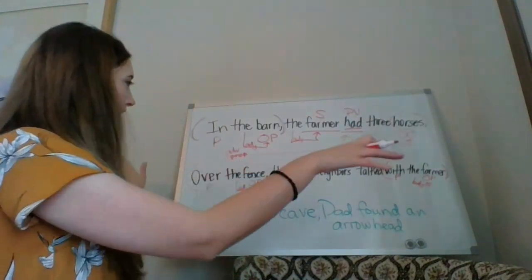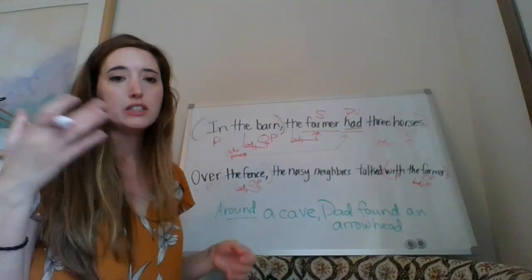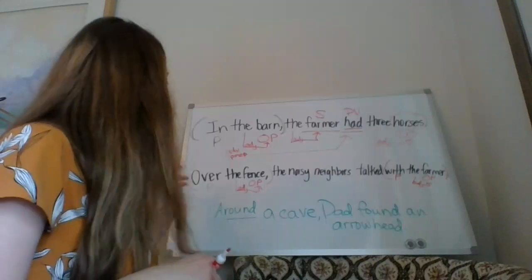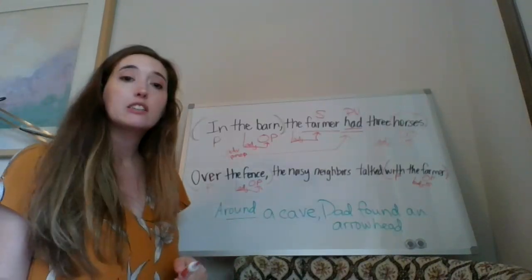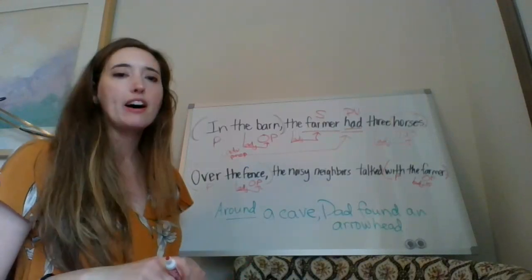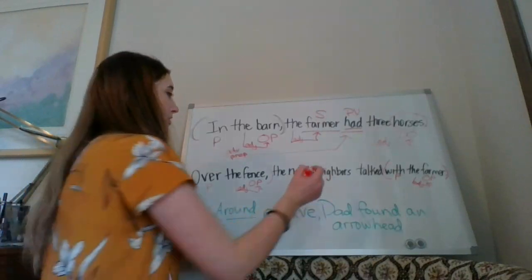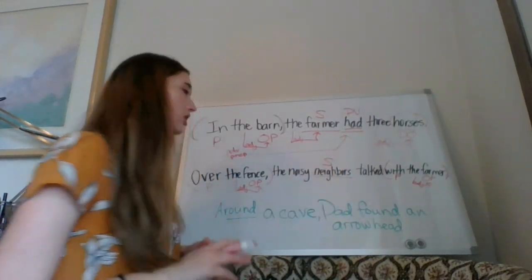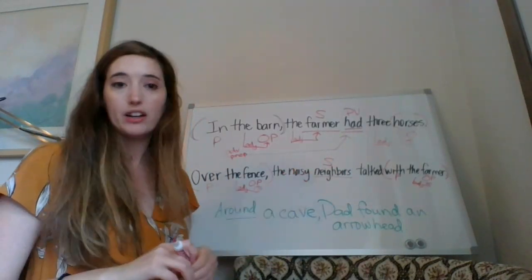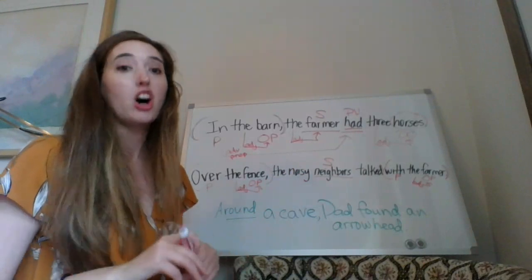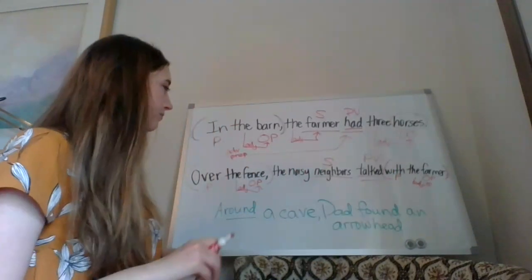Okay, now we're going to read through the sentence again. We have identified, look at this, over half of the words already, just with prepositional phrases. But we still need our principal elements. Over the fence, the noisy neighbors talked with the farmer. This is a sentence and it is declarative. What would you say this sentence is about? Neighbors. So neighbors is the subject because it is what the sentence is about. This sentence is telling us that neighbors what? Talked. So talked is the predicate because it is what the sentence tells us about neighbors.